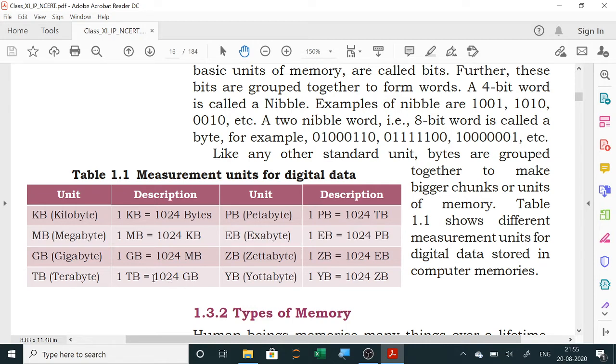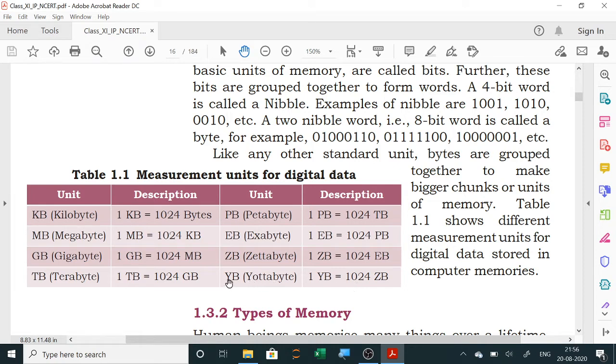So when a conversion is asked in the question paper, if it is just one step above, you will write 1024. If it is written 1 terabyte equals dash MB, first you have to convert it into GB, 1024, then again 1024 to convert into MB. So 1 TB equals 1024 square MB. Now, petabyte: 1 PB equals 1024 TB, 1 exabyte equals 1024 PB, 1 zettabyte equals 1024 EB, 1 yottabyte equals 1024 ZB. So these are the conversions.